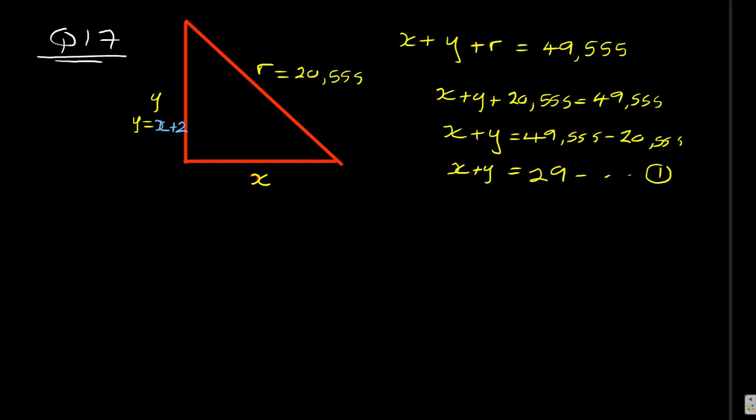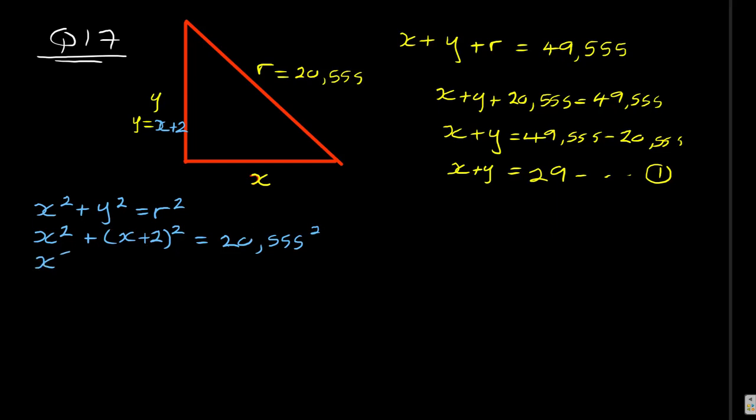Let me just do it properly. I'm using the Pythagoras theorem. Remember, Pythagoras theorem says x squared plus y squared is equal to r squared. So my x remains as it is, which is x squared, but my y is x plus 2, squared, is equal to my r squared, which is 20.555 squared. So now if you expand that, you're going to have x squared plus x squared, plus 4x, plus 4 minus 20.555 squared is equal to 0.